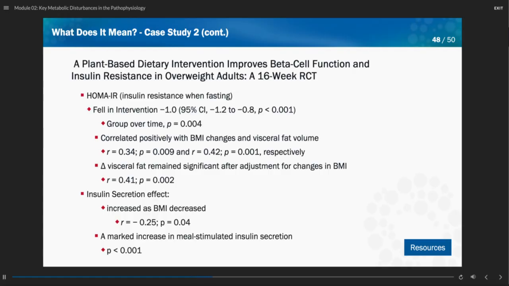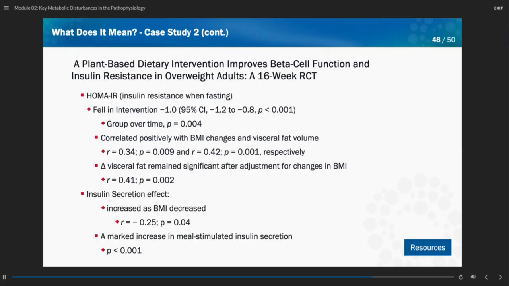So again, a good p-value. The change in visceral fat remains significant even after adjustment for changes in BMI. So that's encouraging. We get the sense that there may be even more of the visceral fat coming off. This is the fat that causes the most damage to us physiologically. And then the insulin secretion effect actually increased as the BMI came down. Good correlation coefficient, a p-value. We wish it was stronger, but at least it is in the right direction.